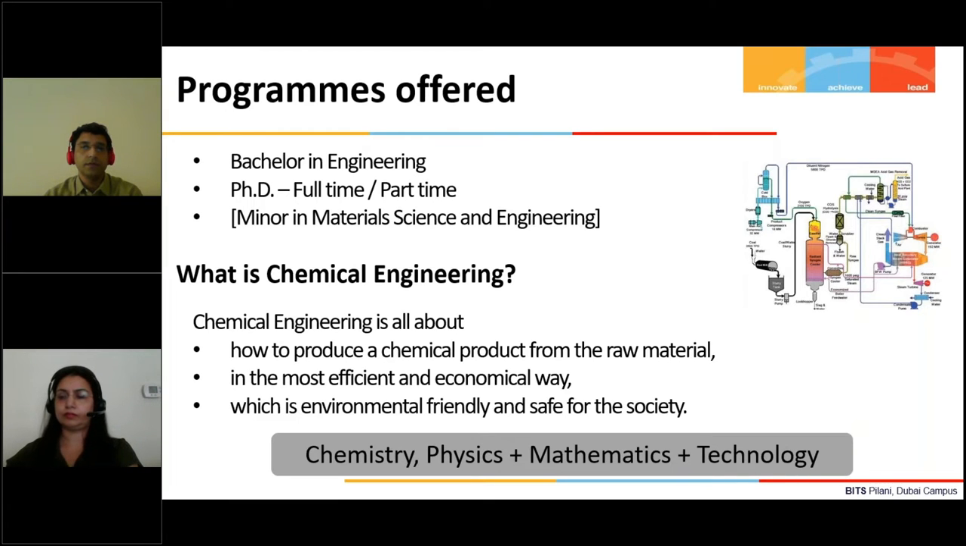I define chemical engineering as all about how to produce a chemical product from raw materials in the most efficient and economical way, which is environmentally friendly and safe for society. We apply basic concepts of chemistry, meaning how the reaction takes place between raw materials, and the physical laws applied, for example a fluid flowing through a pipe, combined with mathematical principles to model and carry out the calculations, and convert into some technology which will give you the product.